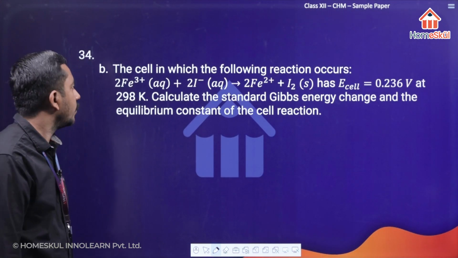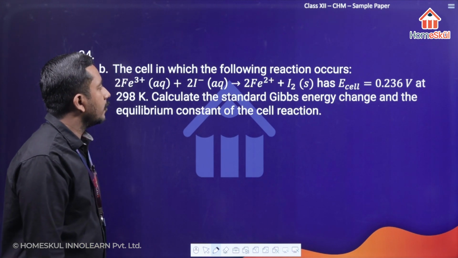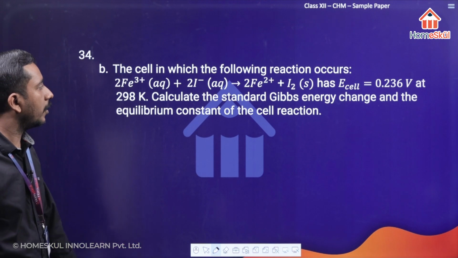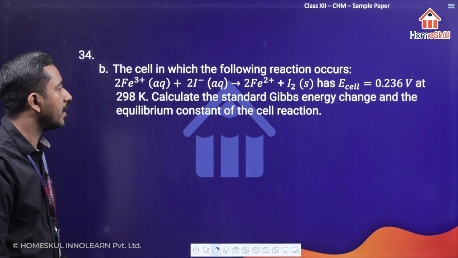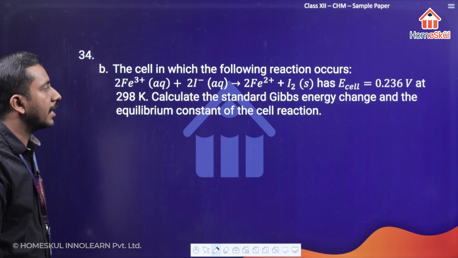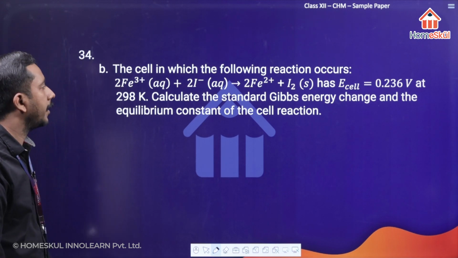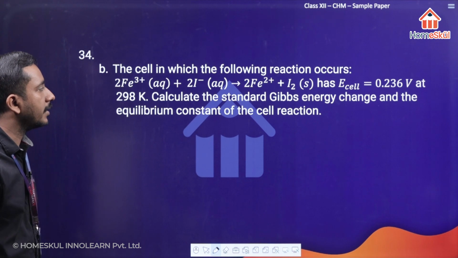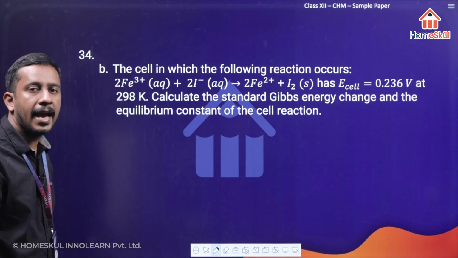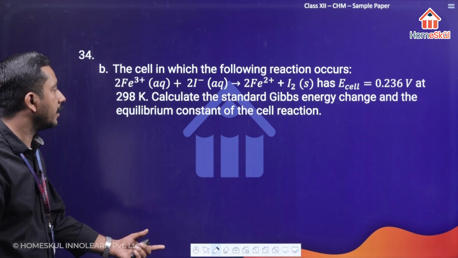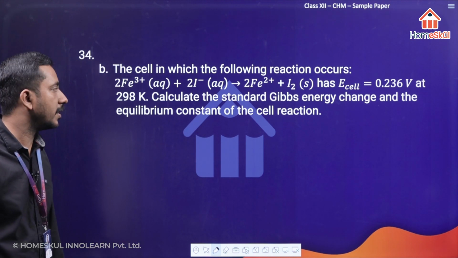Now the B part of the same question. In the cell in which the following reaction occurs, you can see that Fe3+ is being converted into Fe2+ and I minus is being converted into iodine. The cell potential of this cell is given as 0.236 volt at 298 Kelvin. We have to calculate the standard Gibbs energy change and the equilibrium constant for the given cell reaction. So we have to find the Gibbs energy and the equilibrium constant Kc.